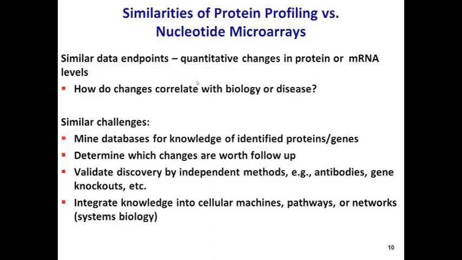However, the endpoints of the studies usually are very similar. We end up with a list of genes or a list of associated proteins. We then need to correlate these changes with biology or disease, and we have similar challenges: mining databases for existing knowledge about the identified key proteins or genes, determining what changes are worth following up, distinguishing between drivers and passengers, as previously indicated, and it's necessary to validate the results that we've obtained by an independent method.